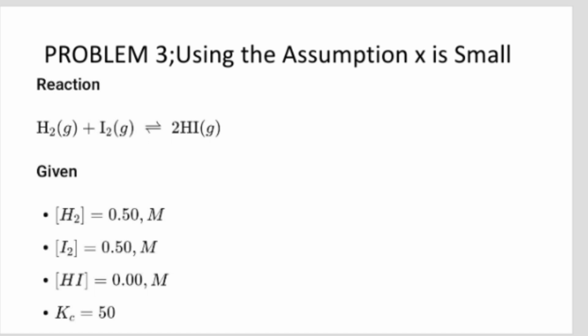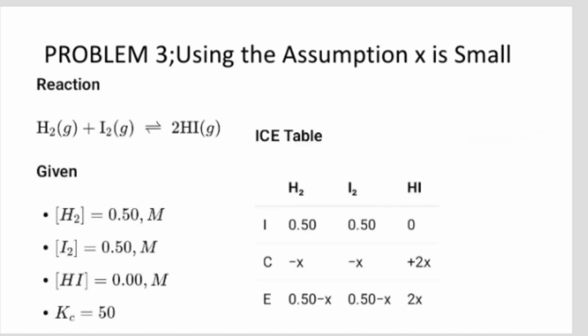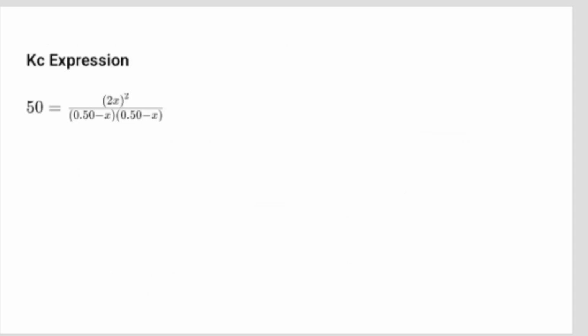When we write the ICE table, we see that H2 is a reactant with a coefficient of 1, so it's negative, and the same applies to I2. HI is just positive 2, and at equilibrium for H2 you are going to have 0.5 minus x. Same applies to I2. So now how do we find the value of x? That's where we use the assumption. So we go ahead and write the Kc expression.